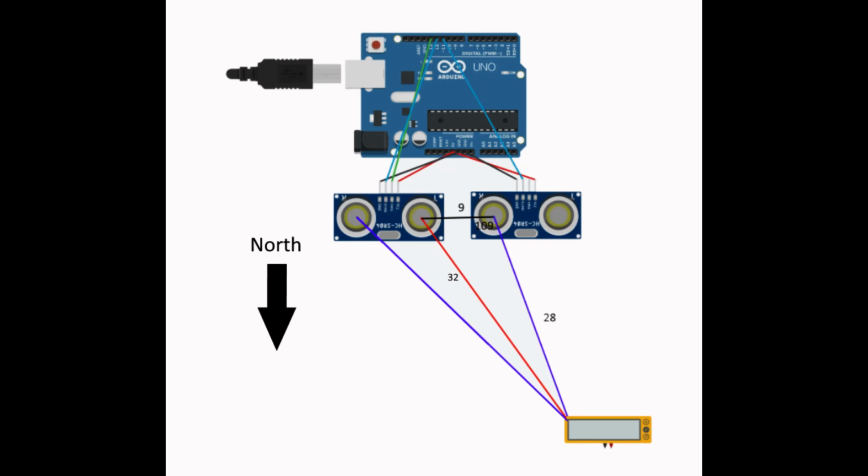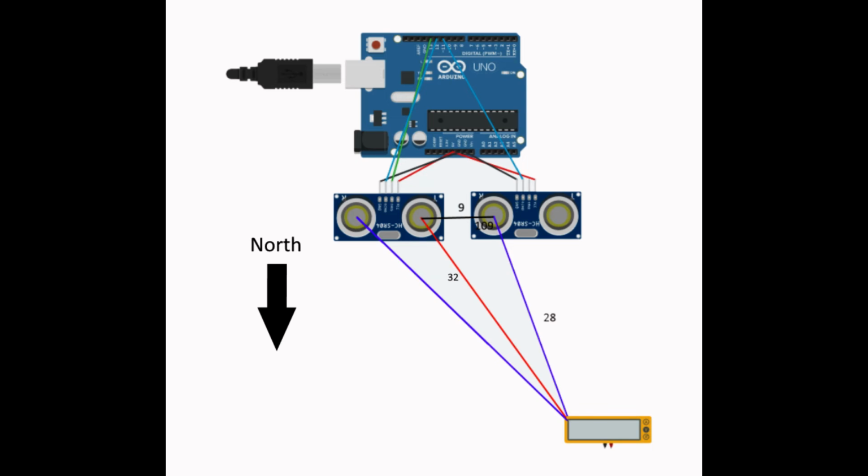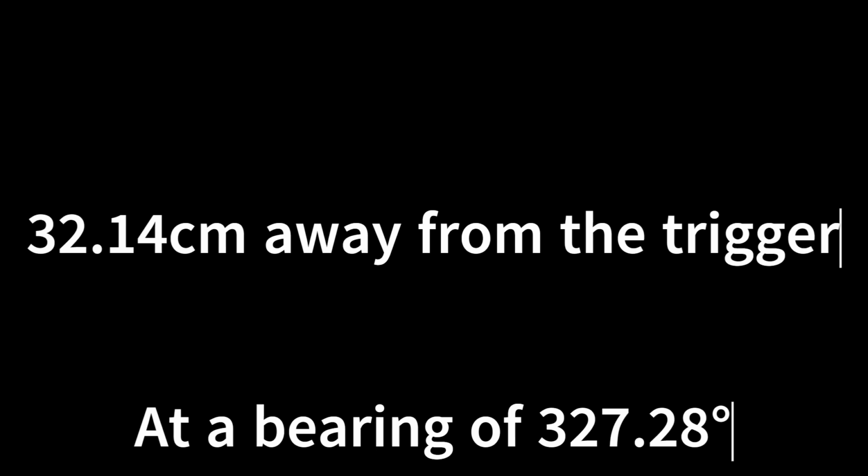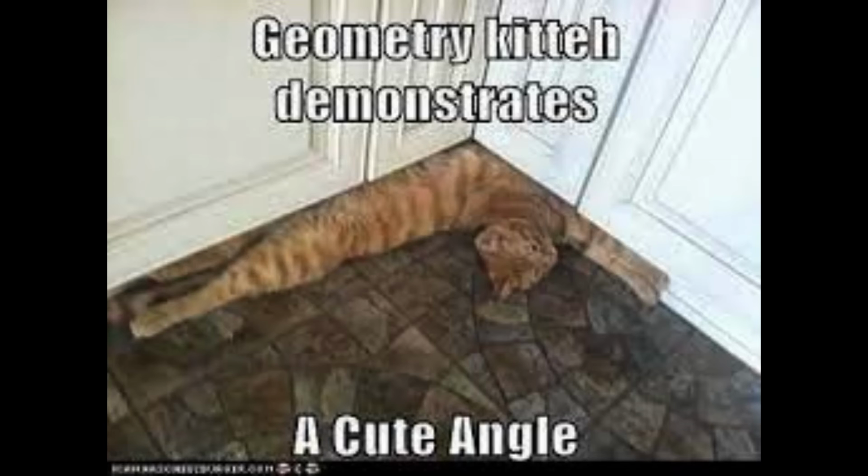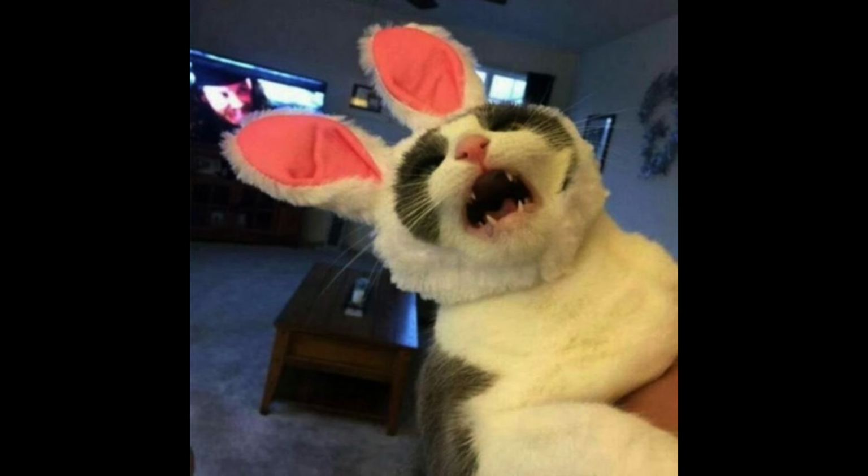And from this, where north is forward, it is on a bearing of 327.278 degrees, meaning that the object, which is a multimeter, is 32.14 centimeters away from the trigger at a bearing of 327.28 degrees. Though the problem being, the brain of an animal cannot calculate the specific degree at which the sound has bounced off, so they use their ears to get a general direction of the sound, just like a sound that we normally hear.